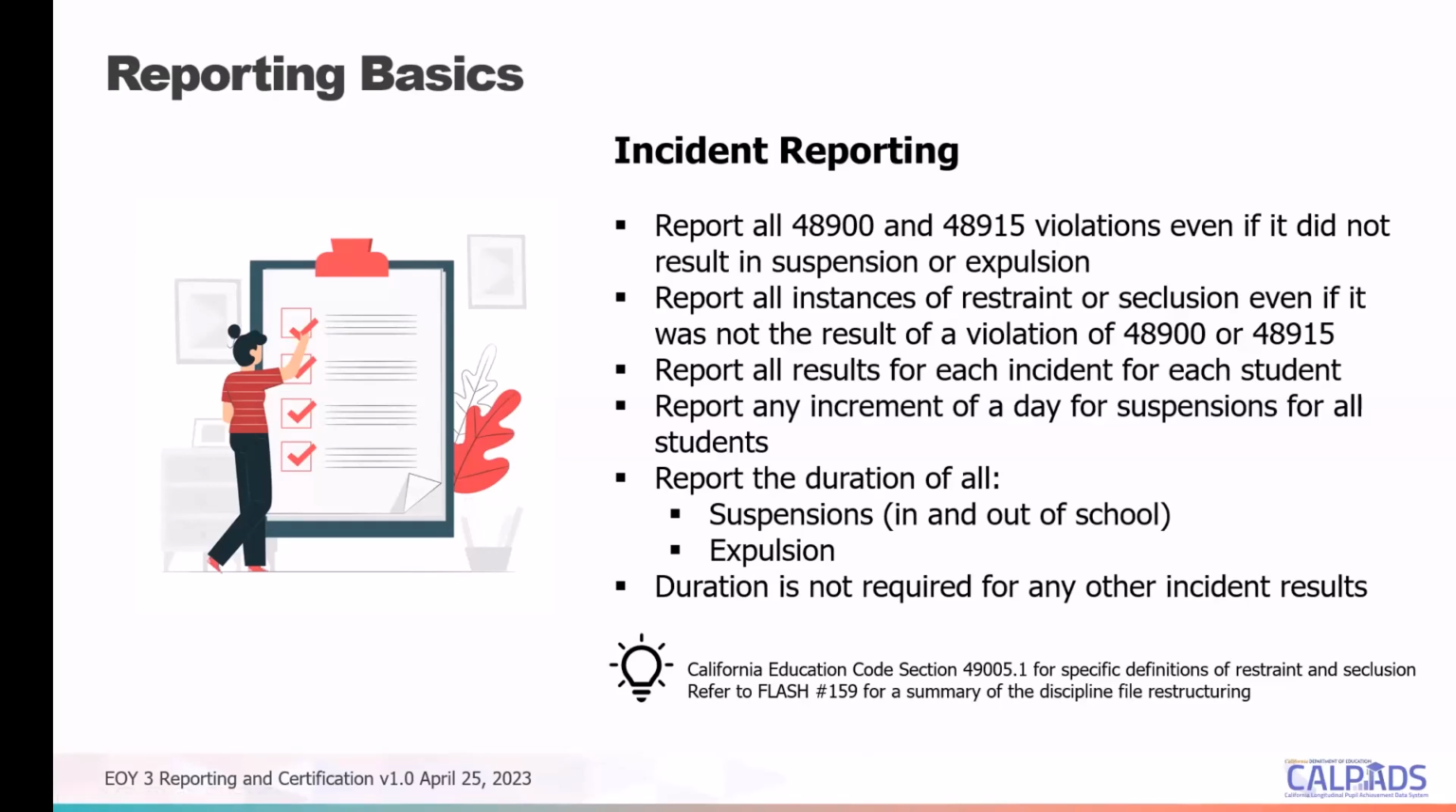Report any increment of day for suspensions for all students. So, Kyron is slick with his mouth. Teacher feels he's disrespectful, suspends him for half a day. He comes back the next day. You still report that suspension as part of an incident, and it would be 0.5, half a day. If it was a 3-day suspension, you report all 3 days. That's the duration. And the duration is required for all suspensions and expulsions. It's not required for the other incidents.